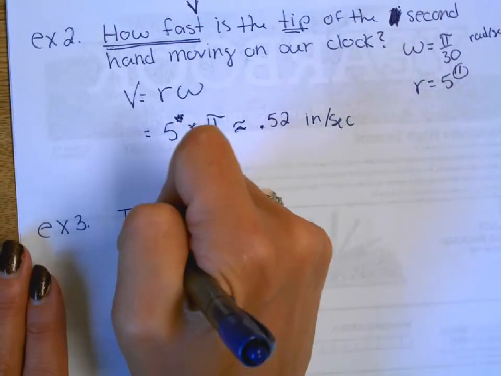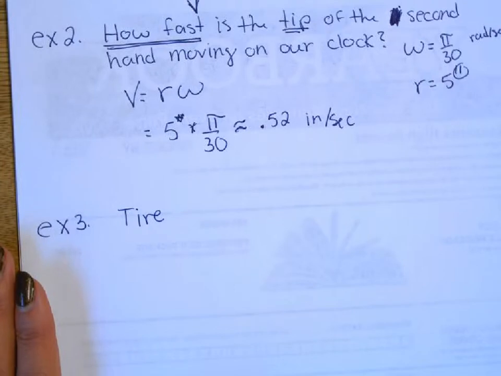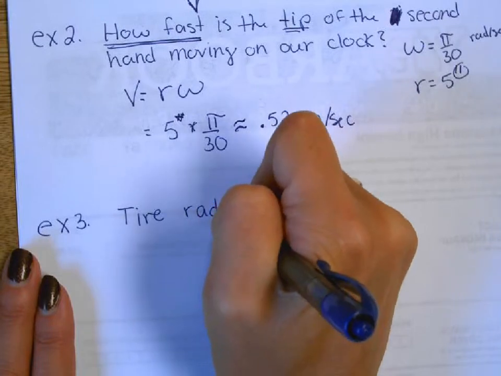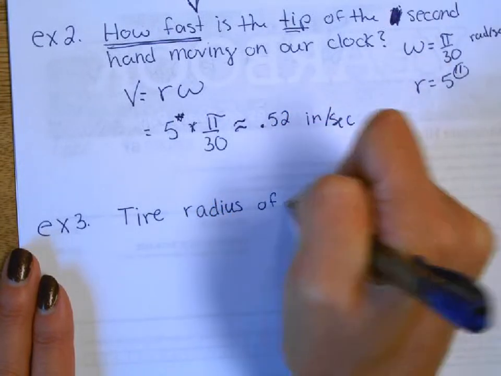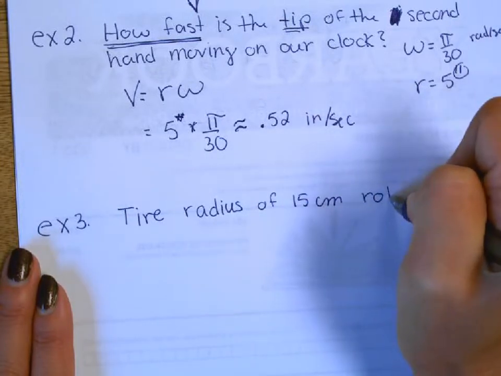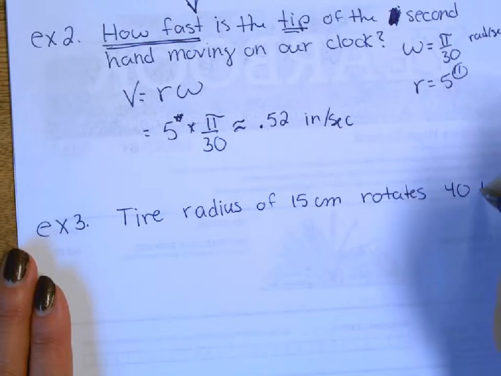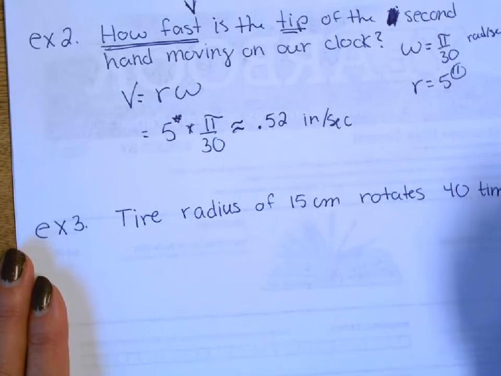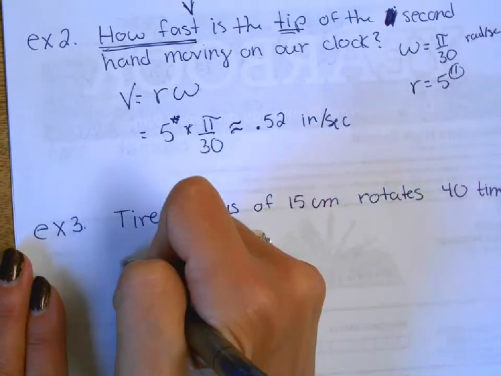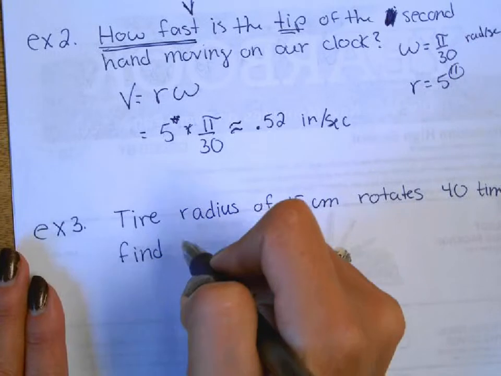All right, I've got a tire. What are radians again? Radians are an angle measure. You can compare them to degrees. A tire that has a radius of 15 centimeters rotates 40 times per minute. Can you find how fast the tire is moving?